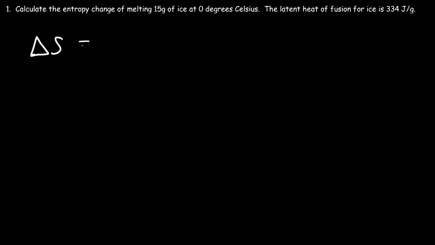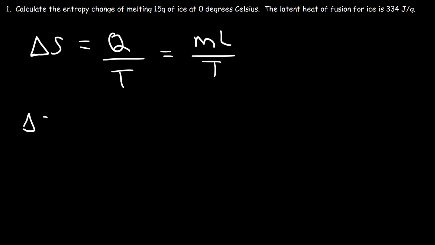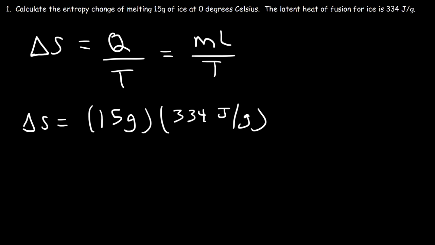The entropy change, which is a measure of disorder, is equal to the heat transferred divided by the temperature. So to calculate the heat transferred in this example, it's equal to the mass times the latent heat of fusion. So the mass of ice is 15 grams. The latent heat of fusion is 334 joules per gram. And the temperature in Kelvin is 0 plus 273.